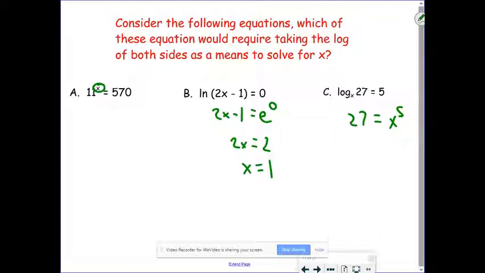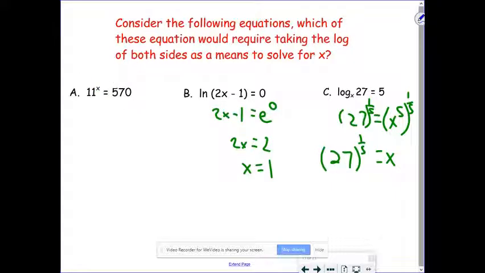In the last one, I rewrite it. x to the 5th is 27. How do I get rid of the 5th? Raise it to the 1/5 power. The 5th root, basically. x is the 5th root of 27, whatever that happens to be. Again, you can punch it in your calculator.